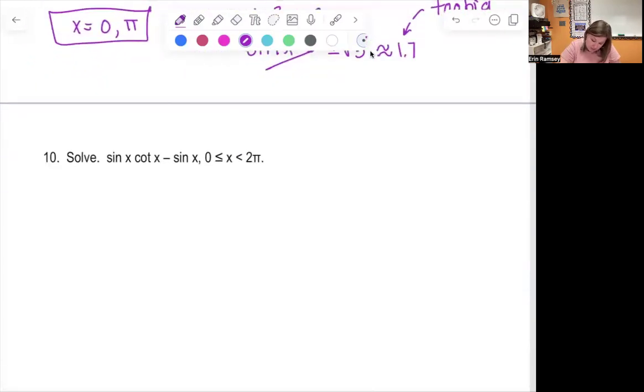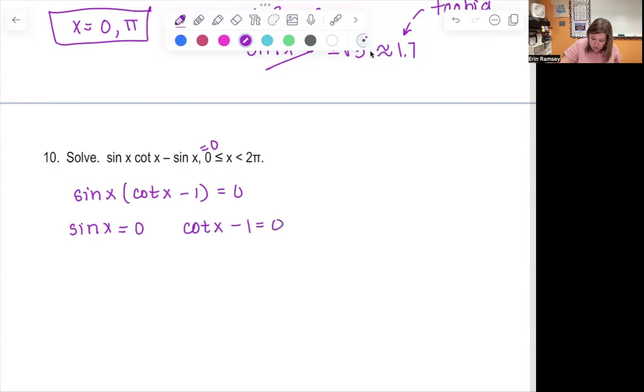So this one is missing an equal to 0 at the end. You can just add that in. I noticed that those both have sine in common, so I'm going to factor that out. Sine of x times cotangent of x minus 1 equals 0. Set each of our factors equal to 0. So sine of x can equal 0, or cotangent of x minus 1 equals 0, which means cotangent of x equals 1. Sine is equal to 0 on the sides because it's not up or down any. So this one is going to be x equals 0 and pi.